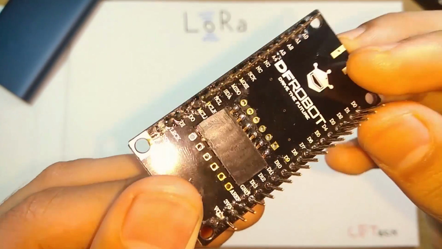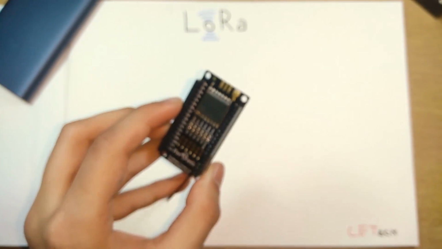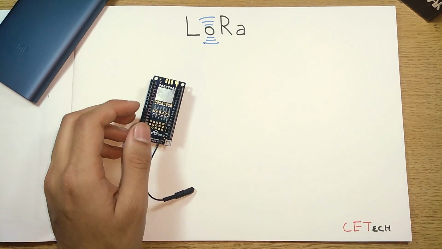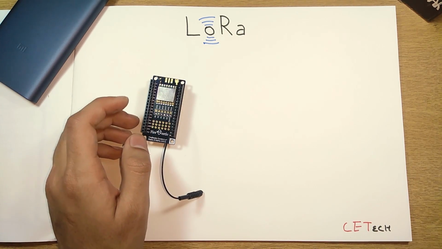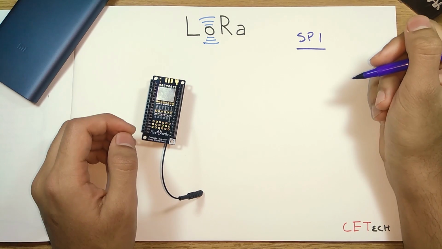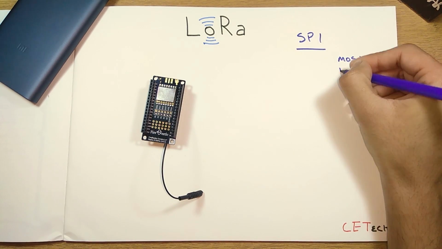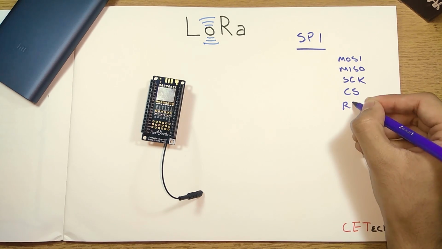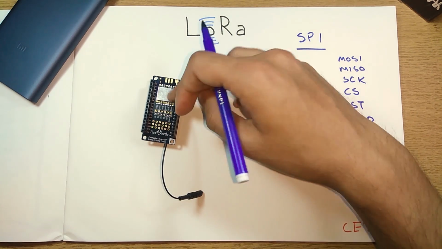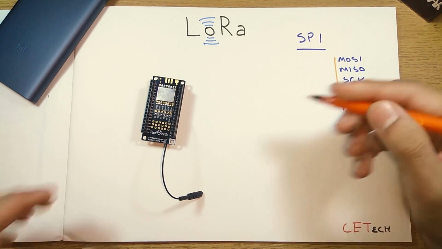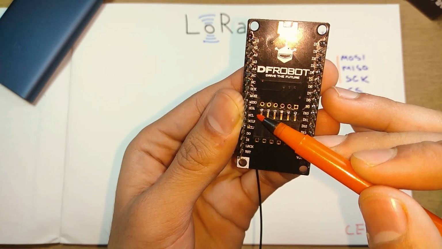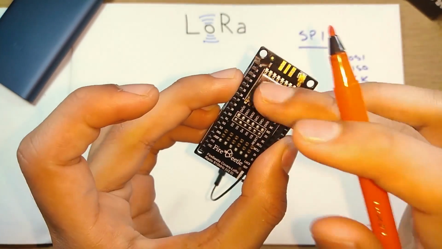But before directly jumping into how this module can be used to make the project, let's first learn how this is wired to an ESP32 or any other microcontroller for that matter. This uses the SPI bus, the serial peripheral interface. It uses pins like MOSI, MISO, SCK, chip select, reset, and DIO0. These three pins, MOSI, MISO, and SCK, are already broken out from this LoRa chip to the header, and they are directly connected to this chip.